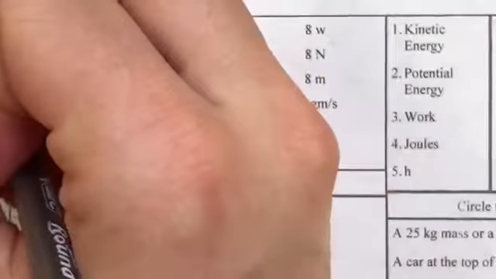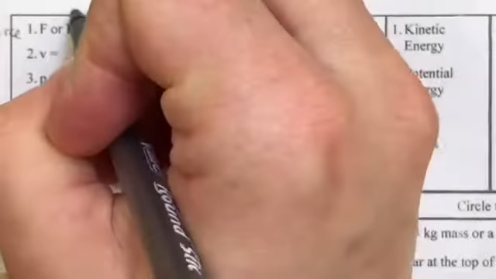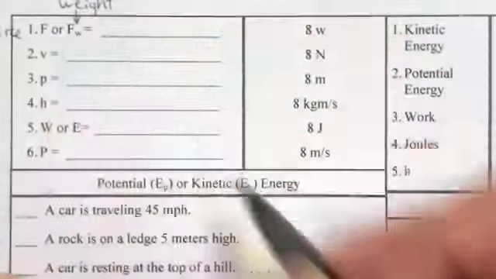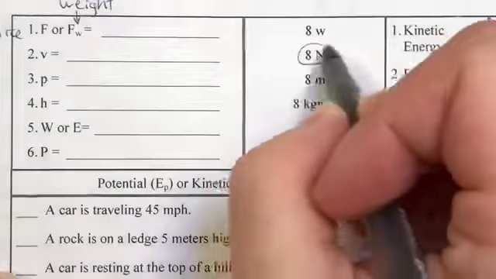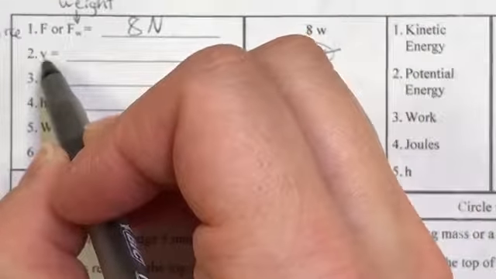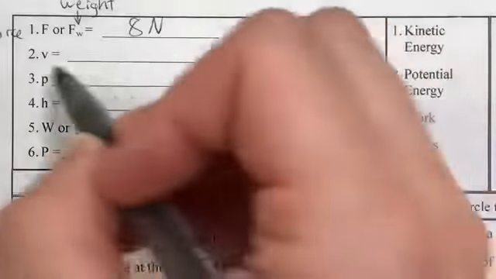What does F stand for? Well, that's force. FW, that's weight. What are both force and weight? What are the units of measure? Newtons. So 8 newtons. V stands for velocity, units of measure.